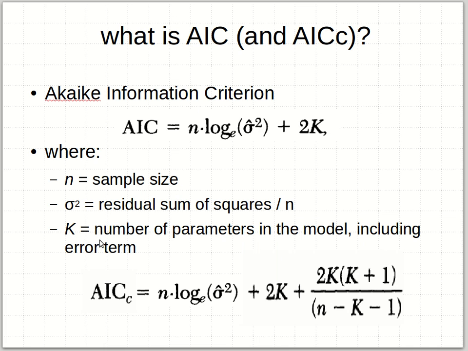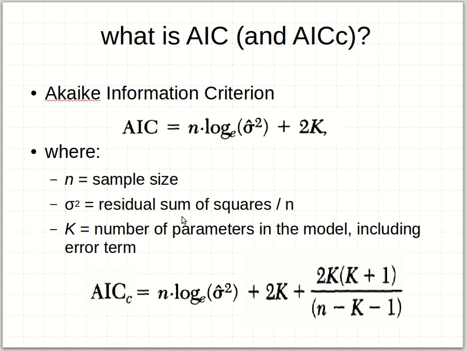And we add to that 2 times the number of parameters in the model. So if I have a model that is y equals a plus bx, that's a, b, and we have to remember that there's an error term. So I actually have 3 parameters in the model of y equals a plus bx, right? Because there's an error term as well. All right, so 2 times the k, plus the n, the sample size, times the natural log of your residual sum of squares divided by n.